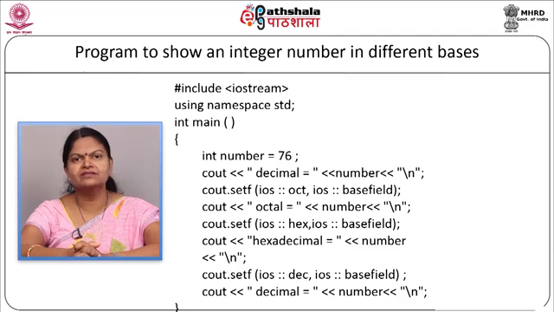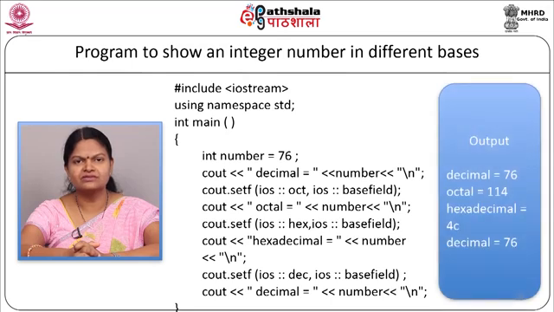Now as you can see here, we are just changing the format and the number will be displayed in three different formats, that is hexadecimal, octal and decimal. When this particular program is compiled and executed, it will produce the result as octal equal to 114, the hexadecimal value is equal to 4c and the decimal value is equal to 76.